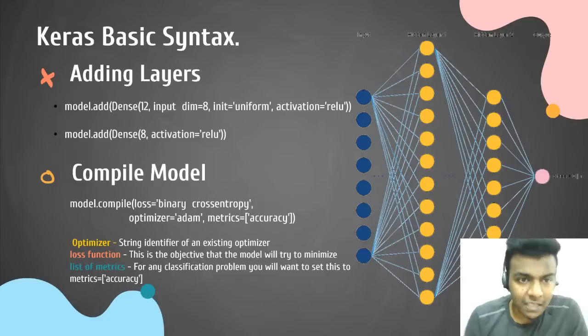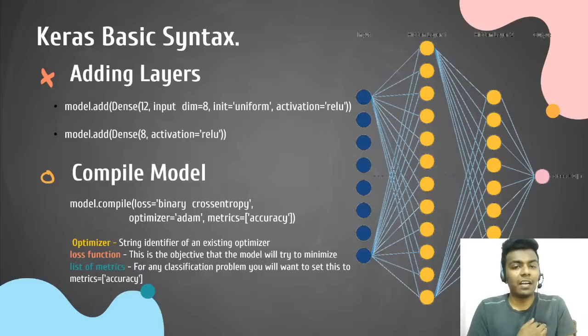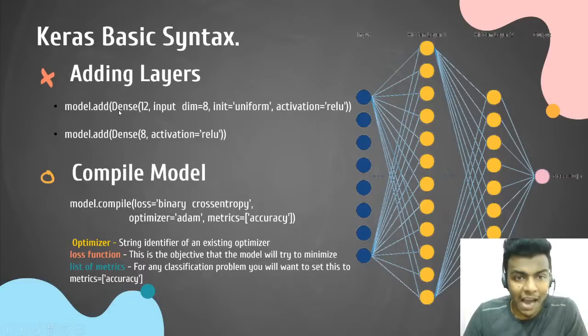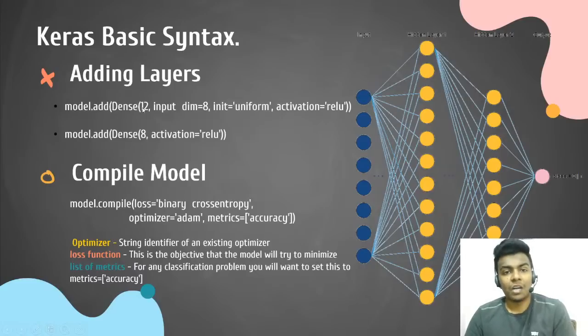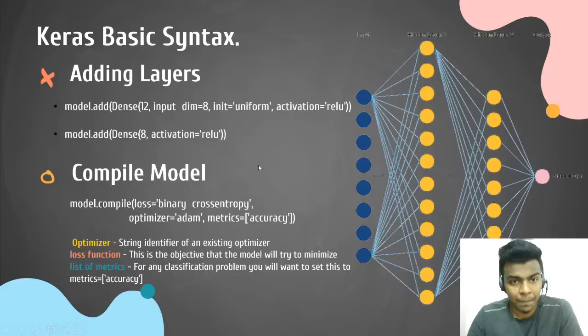So here let us learn about the Keras syntax. We have model.add(Dense(12, input_dim=8)), which means 12 is the number of neurons in the first hidden layer, the yellow circles shown here. Input dimension equals 8 is the number of inputs: 1, 2, 3, 4, 5, 6, 7, 8. So this is the input layer, and then the hidden layer has 12 neurons: 1 through 12.